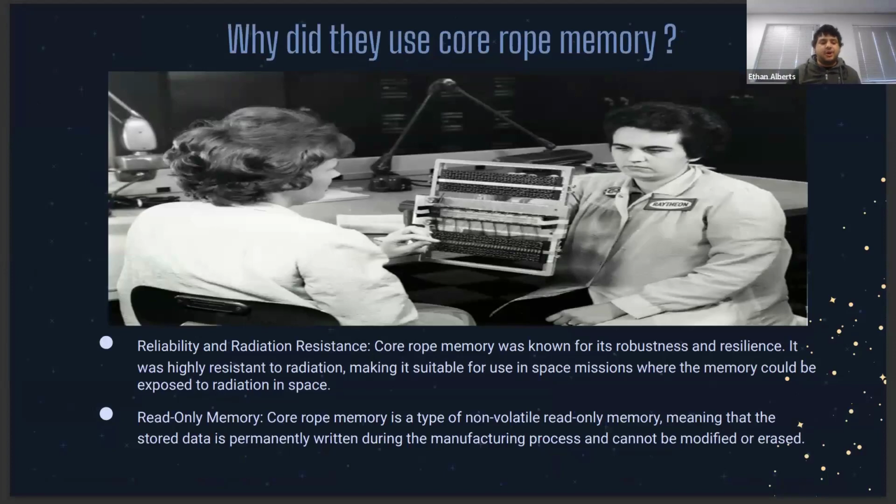So why did they use core rope memory? Core rope memory was actually used for its reliability and its radiation resistance. It was mainly known during that time for those two things. And obviously when you're in space and there's a lot of radiation, you want your hardware to be very radiation resistant and reliable, especially when there's a lot of human lives on the line.